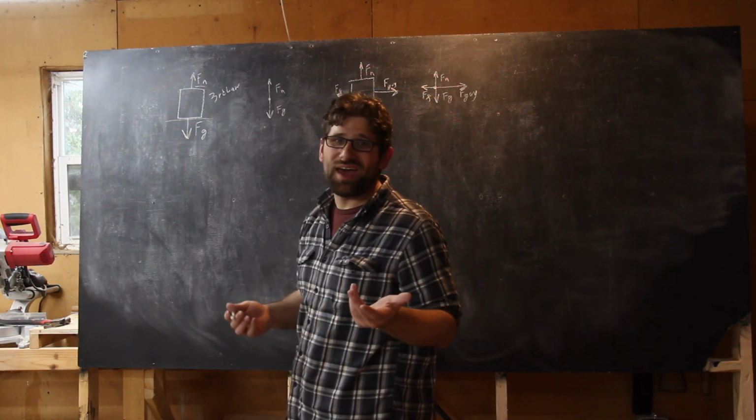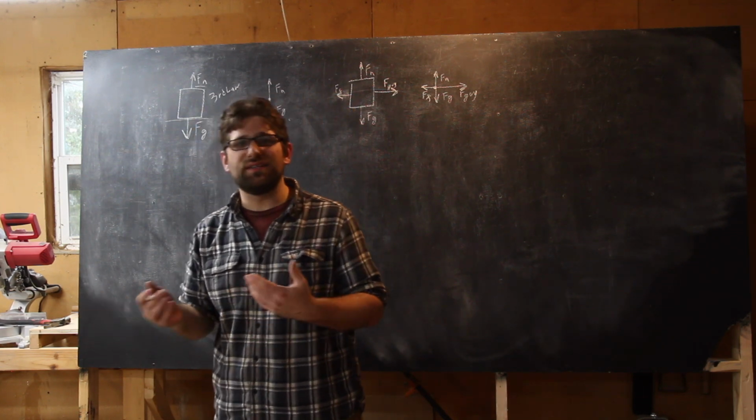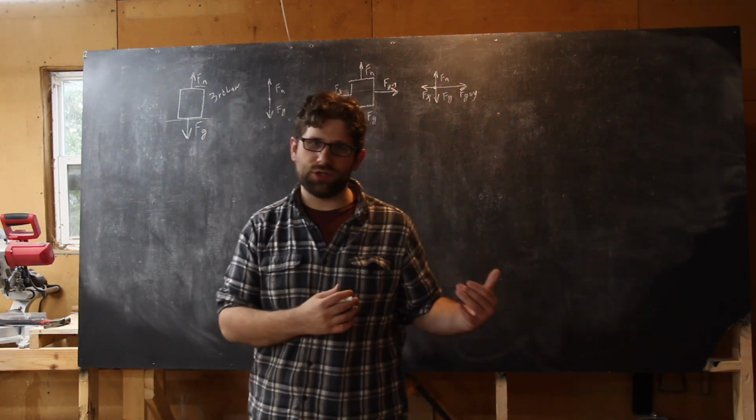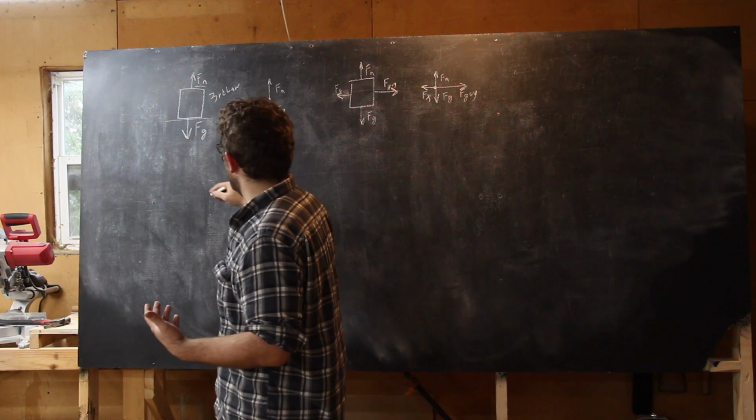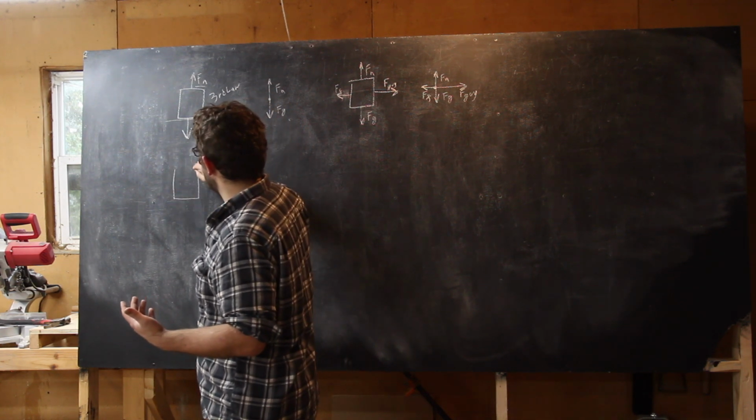So it's actually going to end up being the same thing. It doesn't make a difference to us whether someone's pulling or pushing a box, because when we're drawing a free body diagram, we neglect all of those shapes.